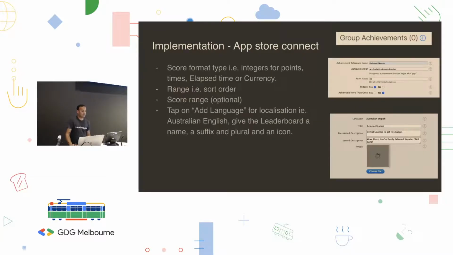Same with App Store Connect. You tap on Group Achievements, give it a name, give it an icon, a range that you would do, it's optional anyway. And yeah, add language to localize.